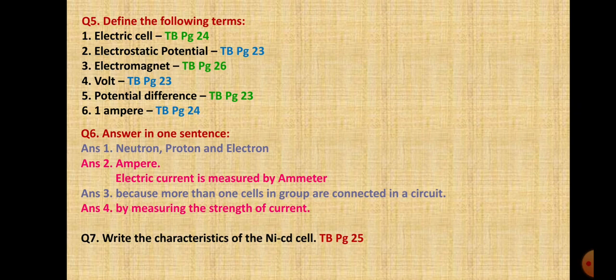NiCd. The symbol of nickel is Ni and cadmium is Cd. So the symbols are used. Nickel cadmium cell. So you will write, these days a variety of gadgets are available which are required to be carried to different places. Such gadgets use nickel cadmium cells. This is the answer. Because they are easy to carry from one place to another, these nickel cadmium cells are very easy to carry from one place to another.